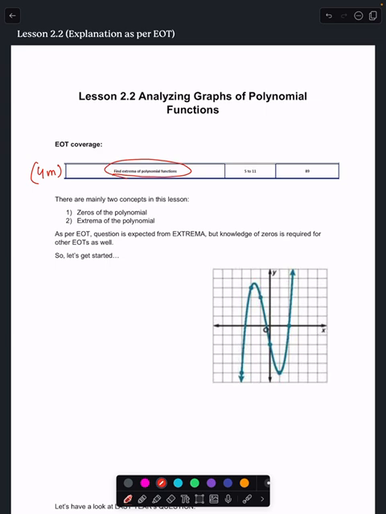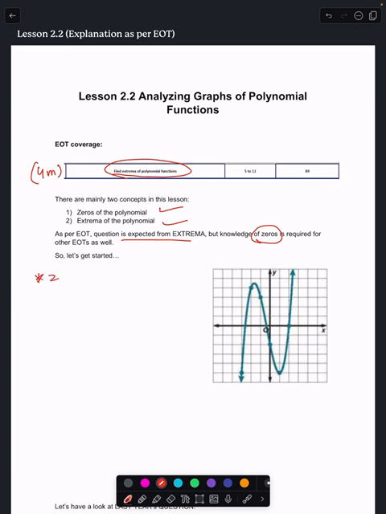So in this lesson, though there are two objectives which I have mentioned here, zeros of polynomial and extrema, there is one question directly expected from extrema. But yes, we do need knowledge of zeros. As you have seen in the previous lesson, there were questions about finding zeros from the graph. Also, we would be needing the same knowledge in the next module, which is module 3 as well. Okay, so let's get started and have a quick review about this.